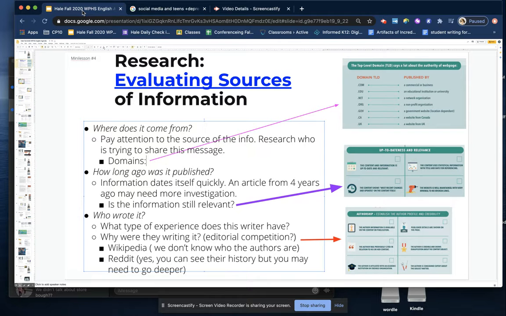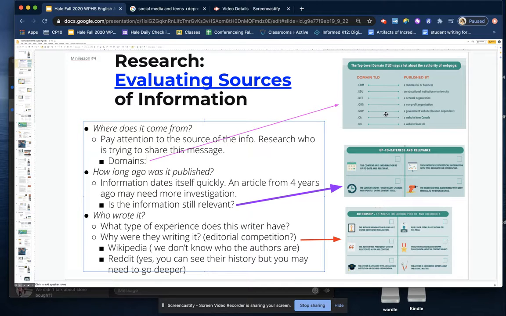If we look at the infographic here on the top right, a .com is a commercial business. A .edu is an educational institution. A .net is a network organization. A .org is a nonprofit organization. .gov is a government website. .ca is from Canada. .uk is from the UK. So there are some ways to get a sense of where the information comes from.